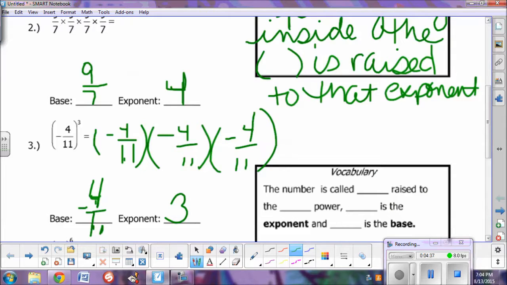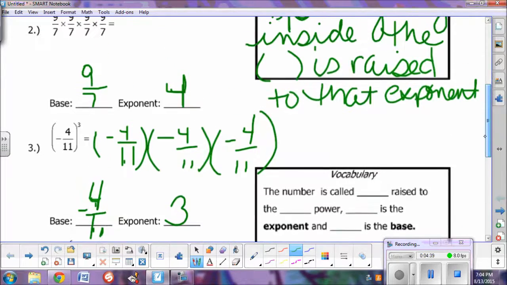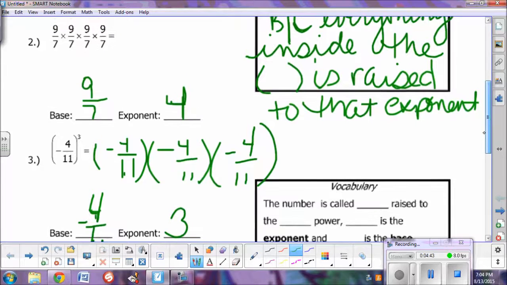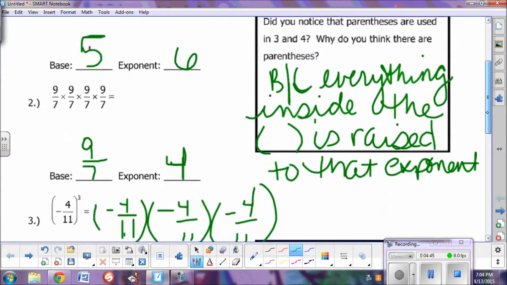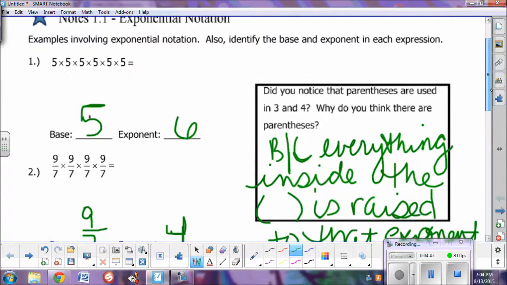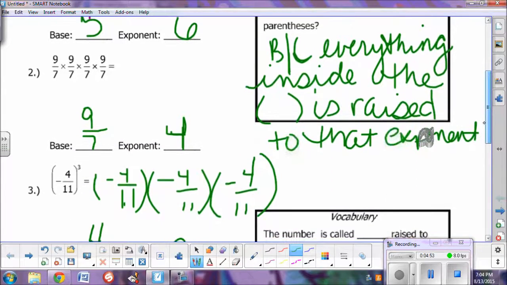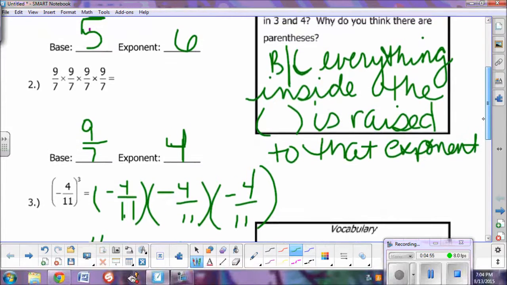All right, so let's take a look at this vocab here, and let's relate it up to, say, number 1. So back up to number 1, we had 5 times itself 6 times, and it says that we came up with the base is 5 and the exponent is 6.